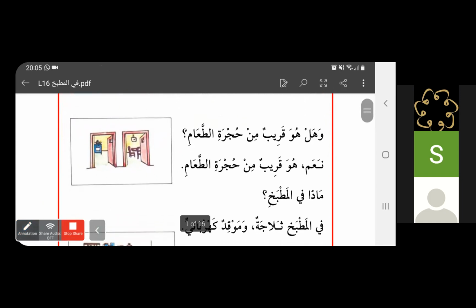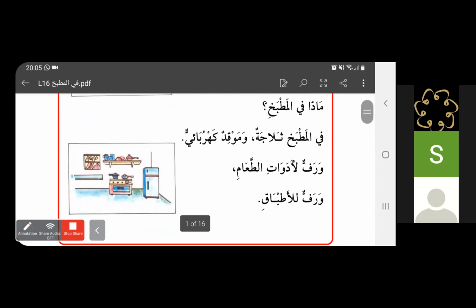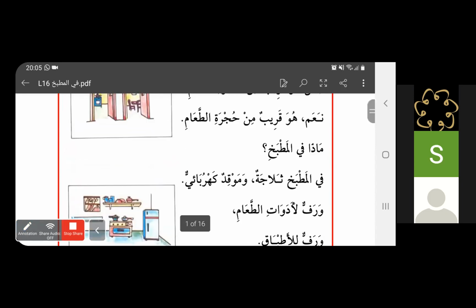نعم. The next question, التالي يا صالحة. وهل هو قريب من حجرة الطعام؟ Is it near the dining room? ما شاء الله. أحسنتي. طيب. نعم نعم هو قريب من حجرة الطعام. Yes, it is near to the dining room. تمام. نعم. Next question. حجرة means room, right? حجرة means room. نعم. أحسنتي.